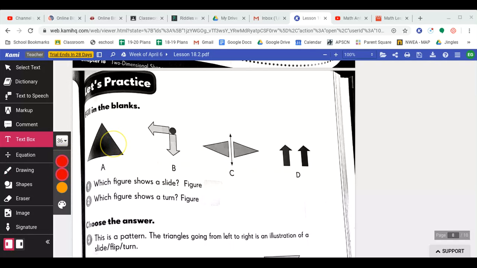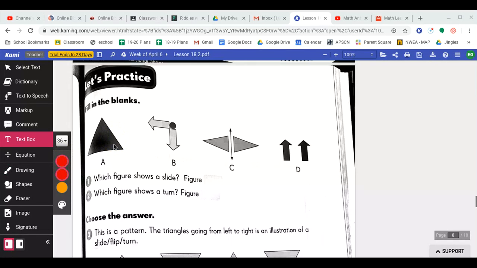Hello, boys and girls. This is going to be the answers to lesson 18.2 for the Let's Practice pages. So you should already be done with that. We're going to go over the answers from page 327 through 328. So if you haven't done those pages yet, do them now and then resume watching this video.